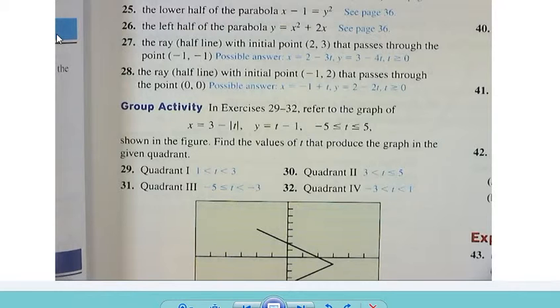Problem number 26 is the lower half of the parabola y equals x squared plus 2x. All right, so the first thing we want to do is what? Write down the equation. Yep. And so I've written down the equation on the piece of paper, but what do I want to do after that? Graph it. I want to graph the Cartesian equation just to get an idea what it looks like.